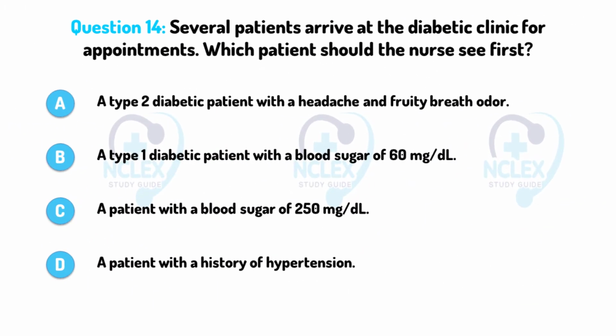Question 14. Several patients arrive at the diabetic clinic for appointments. Which patient should the nurse see first? A. A type 2 diabetic patient with a headache and fruity breath odor. B. A type 1 diabetic patient with a blood sugar of 60 milligrams per deciliter. C. A patient with a blood sugar of 250 milligrams per deciliter. D. A patient with a history of hypertension.